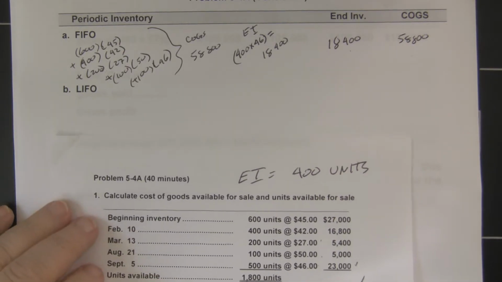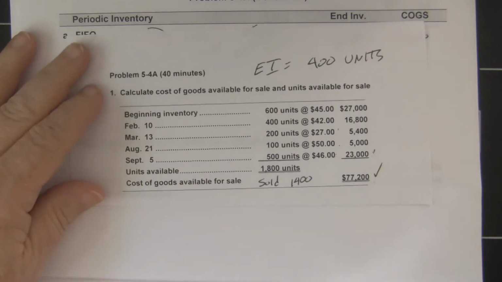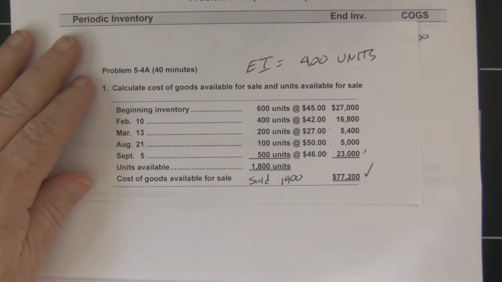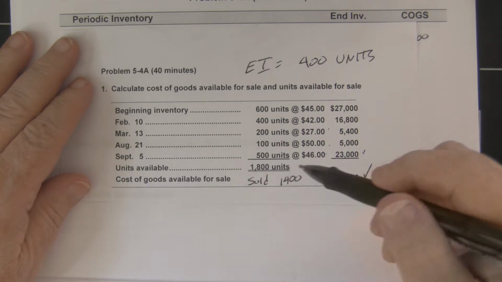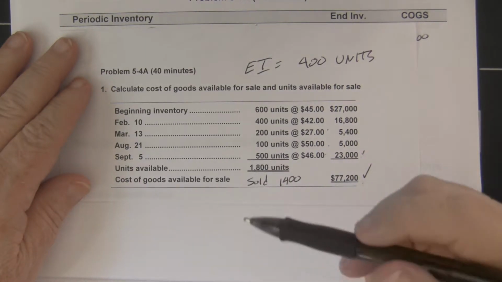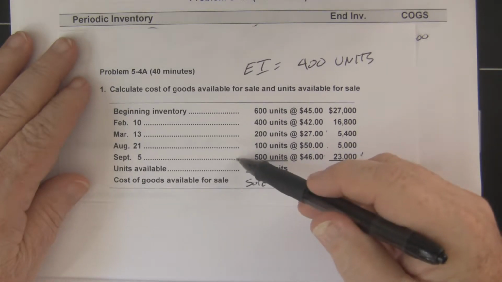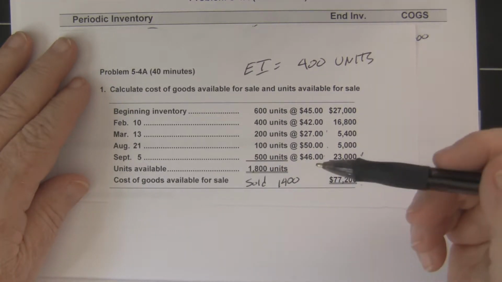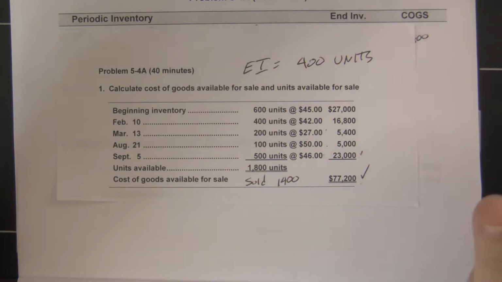So let's do LIFO. LIFO is kind of bass-ackwards. LIFO makes pretend that the newest stuff came in and you sold it. So the last stuff to come in, the newest stuff, was the first stuff that went out. You would never do this in real life. Imagine you go to a grocery store. If they really did that, imagine how sour the milk would be. But you can act like it. It's a cost flow assumption.